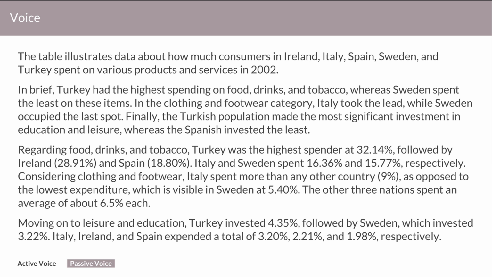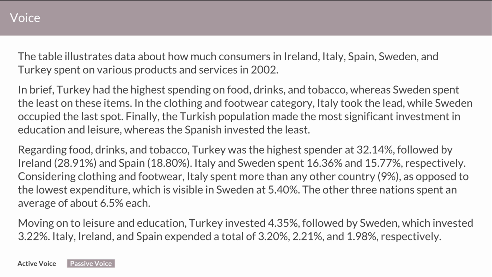Next, we have voice. In the English language, we have two different types of voices. We have the active voice and we have the passive voice. Now, in this example, I've written everything in the active voice. There's no passive voice being used here. So that means that you don't really need to use the passive voice. You can still get a band 9 without it. But if you see an opportunity to use the passive voice, then you should go ahead and use that.